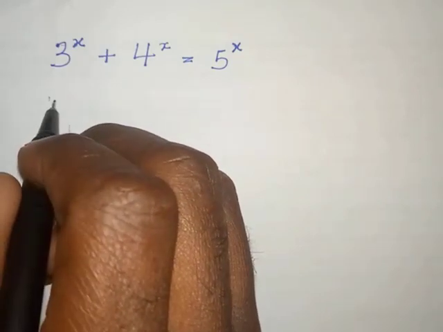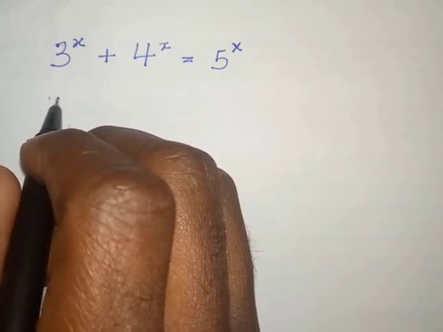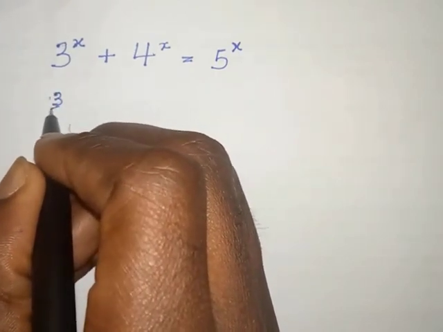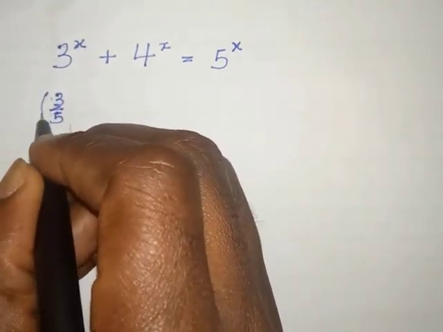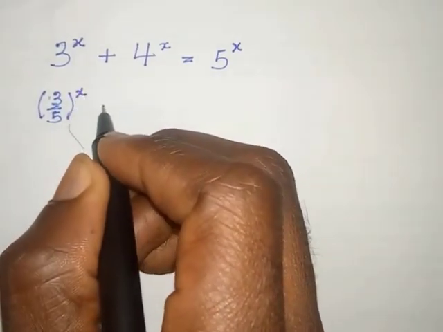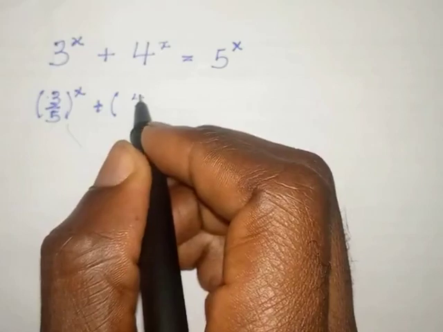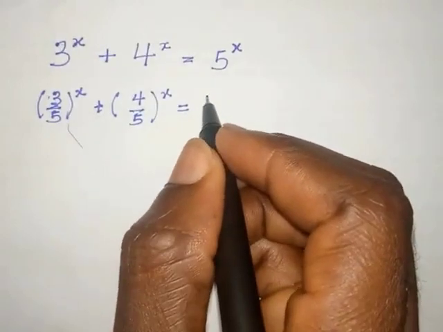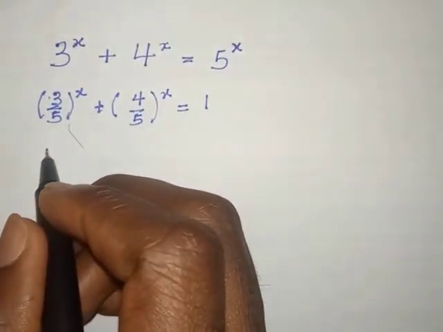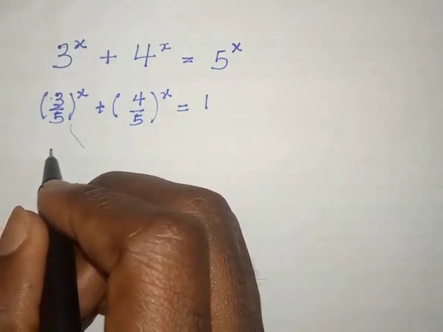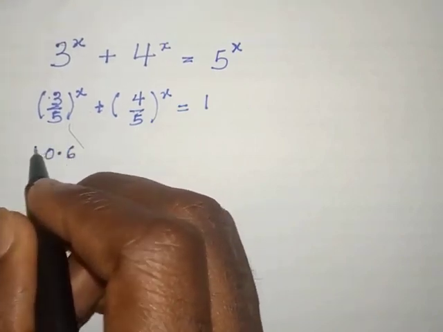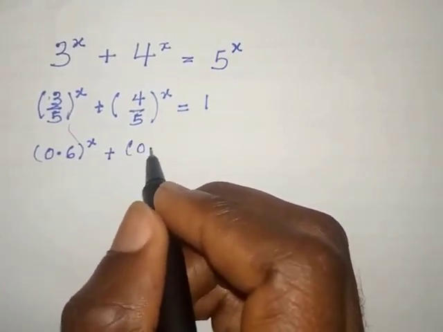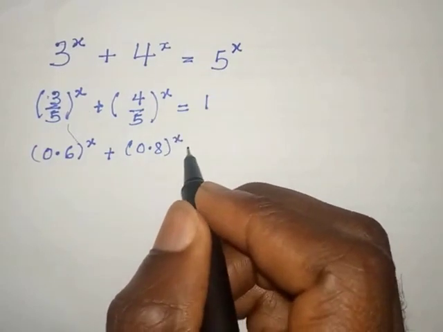If you are given a question like this, the first thing to do is to make the right hand side 1. So by doing so, we have (3/5)^x + (4/5)^x = 1. Converting 3 over 5 to decimal, we have 0.6 raised to the power of x plus 0.8 raised to the power of x equals 1.